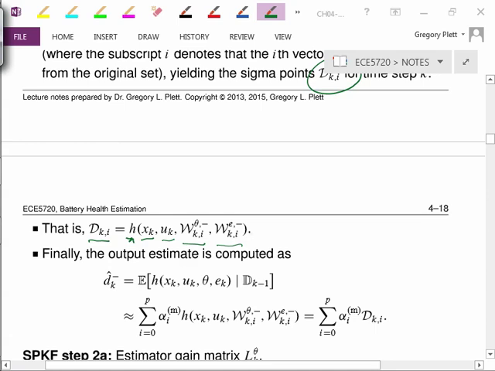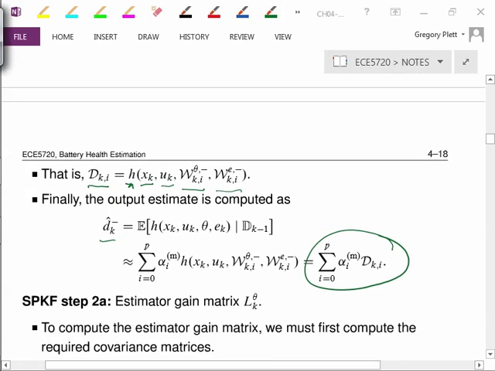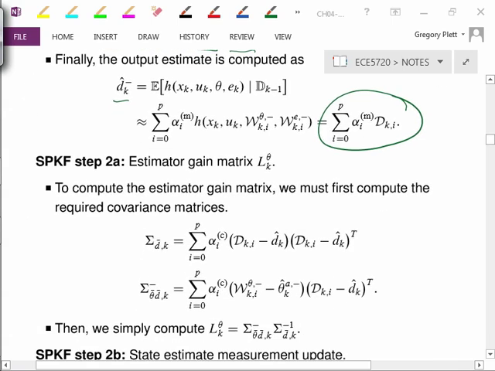So I get this collection of output sigma points, and I compute the output estimate, d hat, as the expected value of that, and remember that we did that by weighting a summation of the output sigma points. So no change really between this and what we've seen before.